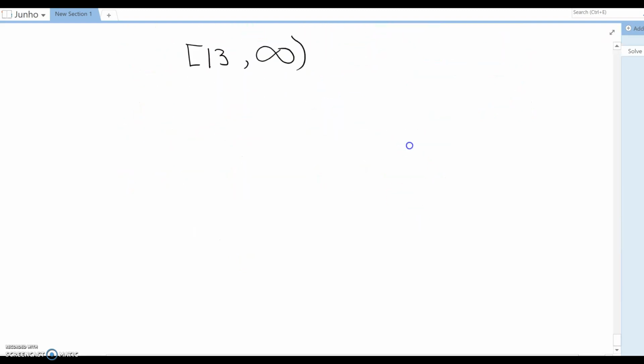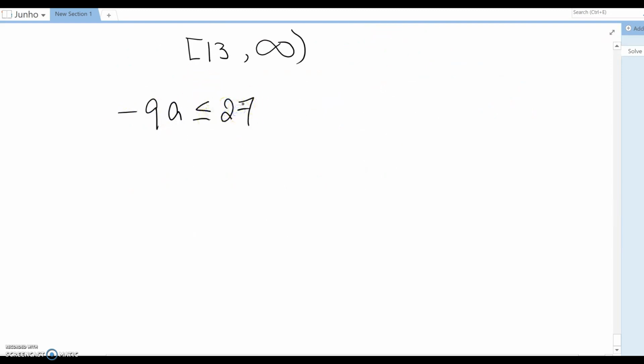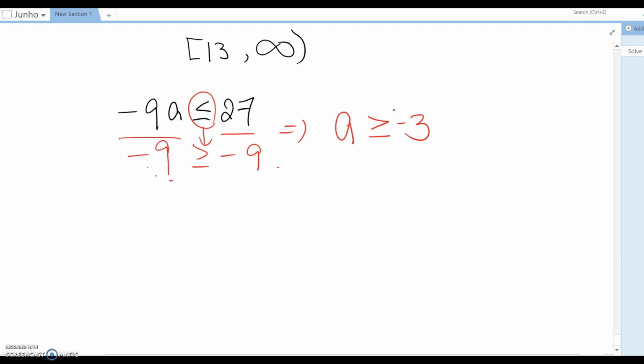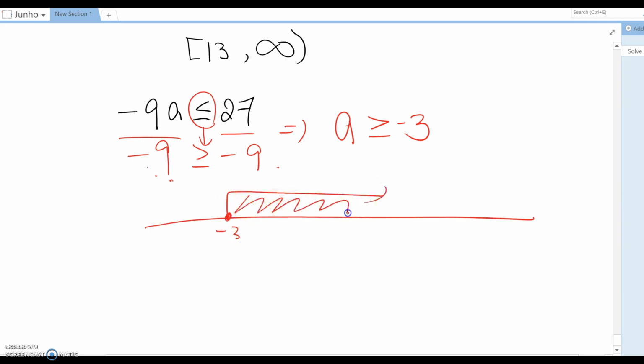So the next one: negative 9a is less than or equal to 27. This case is similar to the previous one, but the only different thing is we are dividing by negative 9. When you divide by a negative number, the sign must be reversed. So this becomes a is bigger than or equal to negative 3. The answer is inclusive from negative 3 going in the right direction. In interval notation, this becomes bracket negative 3 comma infinity parenthesis.